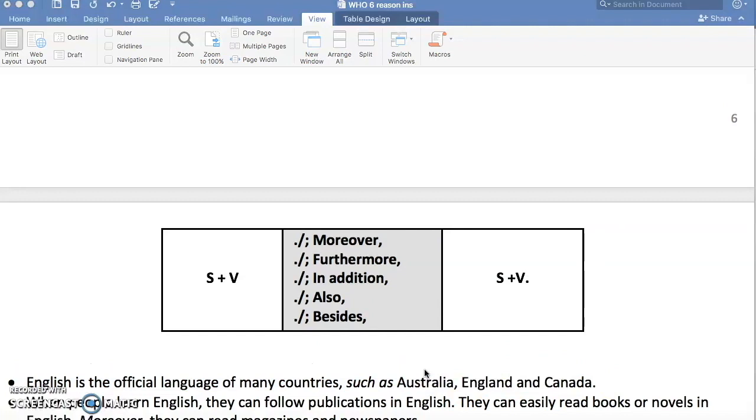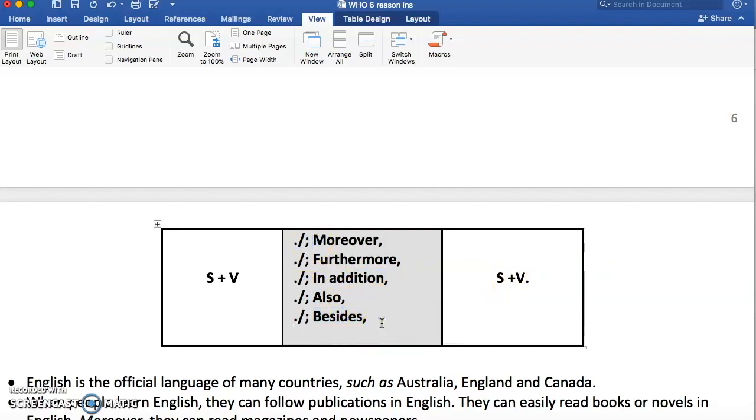What else can I use for my minor sentences? Imagine I have a minor and I want to add something to this minor. So I write a minor and then full stop, and then I can use moreover, furthermore, in addition, also, or besides, and then comma, and then another full sentence. Or I can also use a semicolon, but be careful when we use a semicolon, we use lowercase letter after it, and we don't forget our comma and then another full sentence.